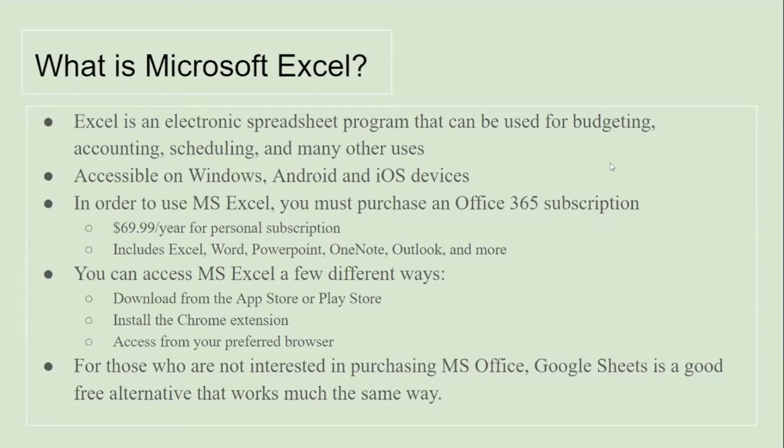In order to use Excel, you have to purchase a subscription for Office 365, and that costs $70 a year. It has Excel, Microsoft Word, Microsoft PowerPoint, and some other features. You can get it in a couple other ways. The other ways you can use it are downloading it from the Android or Apple Store, or you can install the Google Chrome extension to use it from your browser. And for those people who don't want to use Excel, another good option is Google Sheets, and it's free. That's the one I personally use.